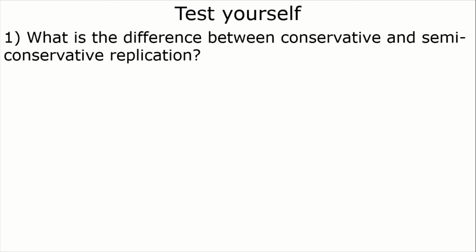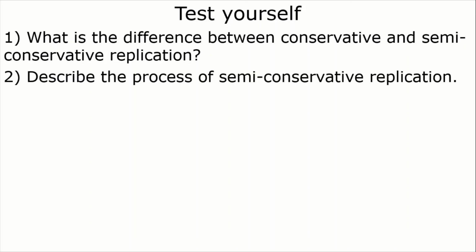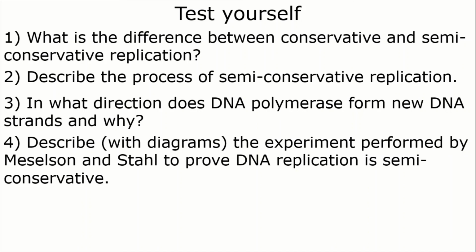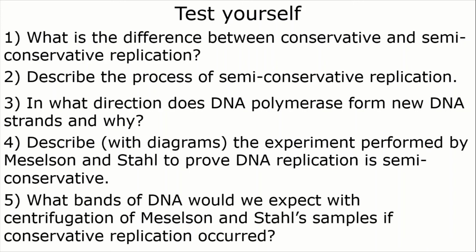So number 1, what is the difference between conservative and semi-conservative replication? Describe the process of semi-conservative replication. In what direction does DNA polymerase form new DNA strands and why? Describe, with diagrams, the experiment performed by Meselson and Stahl to prove DNA replication is semi-conservative. And what bands of DNA would we expect with centrifugation of Meselson and Stahl's sample if conservative replication had occurred?